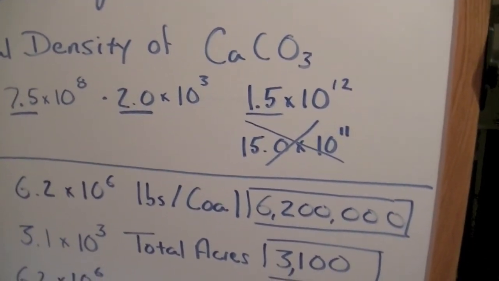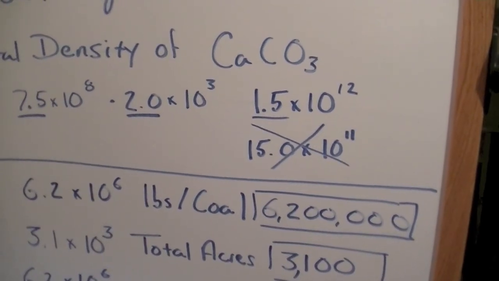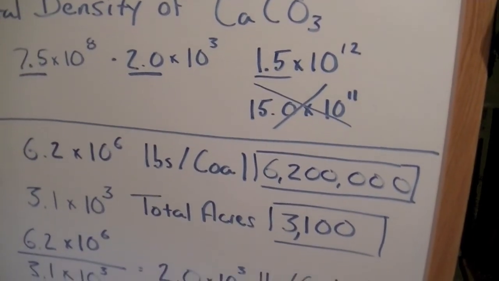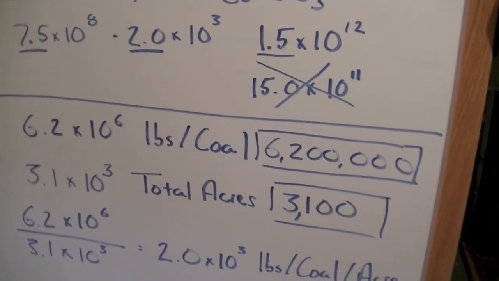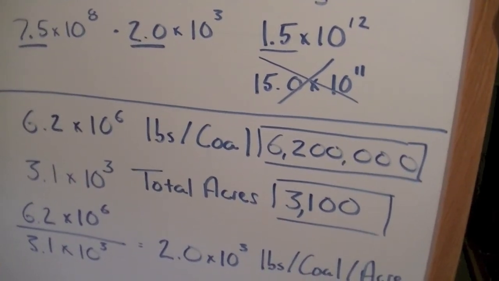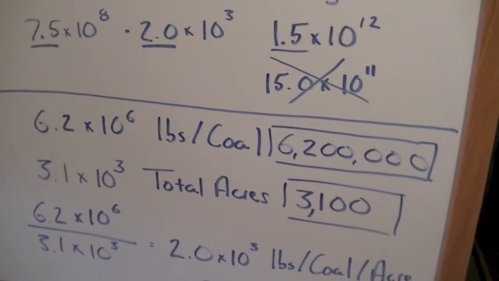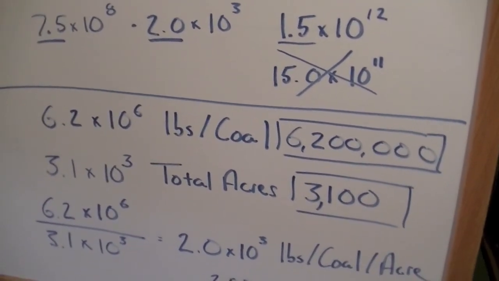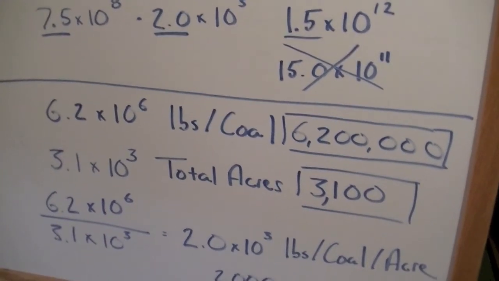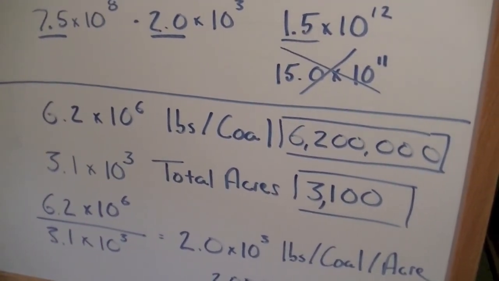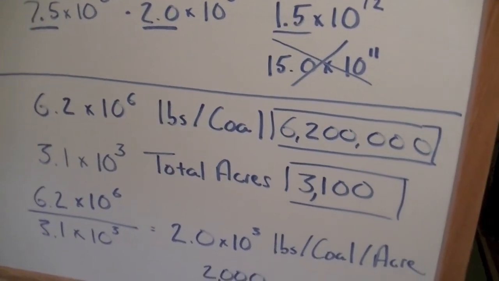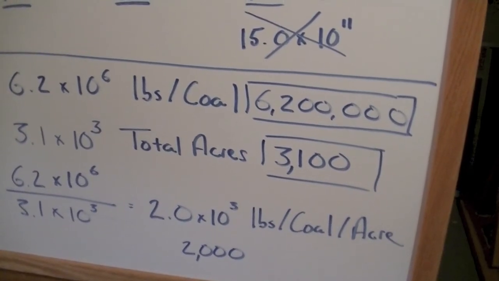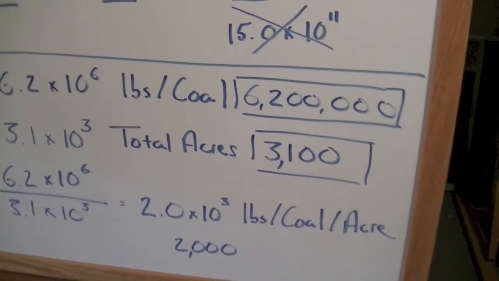Now, when you're dividing in scientific notation, you don't add them. All you do is subtract them, right? So we could set it up like this: 6.2 times 10 to the 6 divided by 3.1 times 10 to the third. You don't have a calculator, but 6.2 divided by 3.1, you could do that in your head, or you could do it on some scratch math. It's 2, right? 2 times 3.1 is the same as 6.2. So because we're subtracting, you end up with 2.0 times 10 to the third pounds of coal per acre.